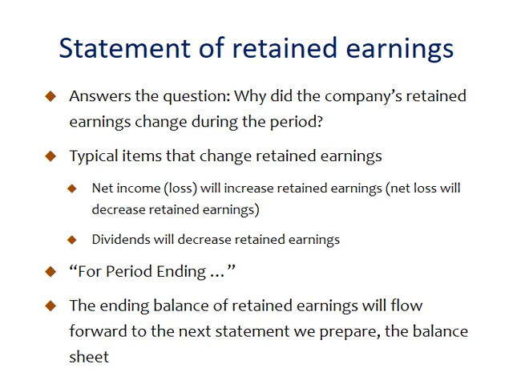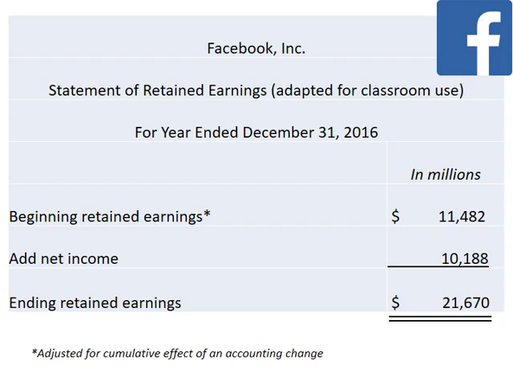Now we are going to walk through a statement of retained earnings. Here we are going to look at Facebook's statement of retained earnings. Let's start at the top. The first title or heading line of the statement is the name of the company, its official name. The second title line will be the name of the statement. Here I have included the words adapted for classroom use because I have condensed this statement from the original to make it more understandable.